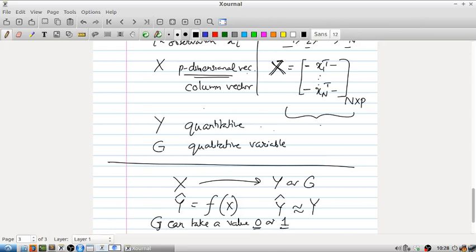So this is just introductory notation. Let's take a break for 10 minutes and then we're going to resume with a couple of specific methods.